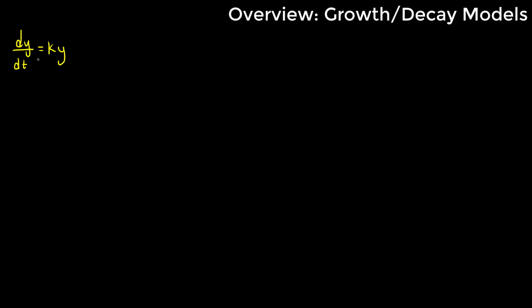This means that the ratio between the rate of change of y and y itself is constant. The ratio between them is constant. And that constant ratio is k. And so that identifies the proportion between y and its derivative.